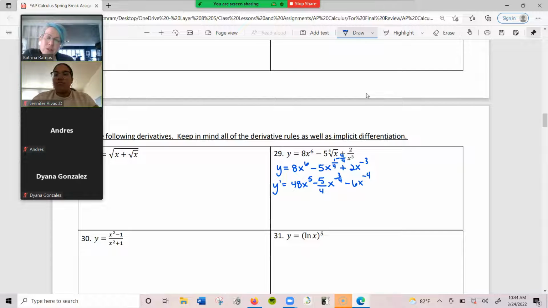And you can leave your answer like this if you want to write it a little bit nicer without any negative exponents. An equivalent answer would be 48x to the 5th minus 5 over 4x to the 3 over 4 minus 6 over x to the 4th.